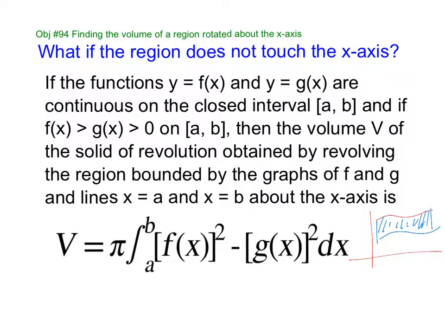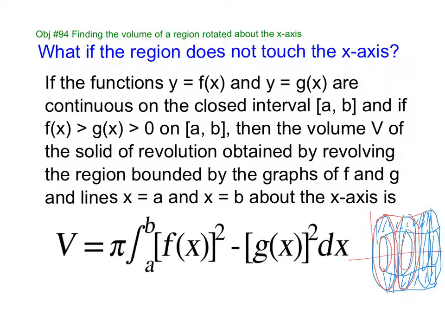Because imagine when I rotate this region around the x-axis, it ends up having a hole in the center because it's coming out, going in, coming out, going in. So we end up with our big R squared minus our little r squared when we find that area.